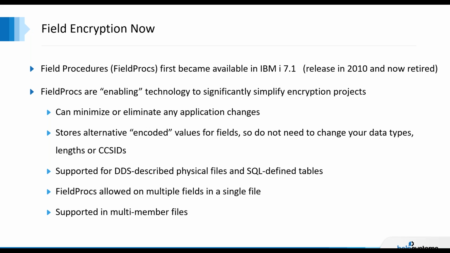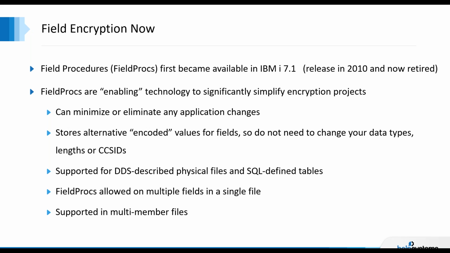The operating system stores these encrypted values for fields behind the scenes. We don't have to change the data type. We don't have to change the lengths. We don't have to change the CCSIDs to that database file. The support is there for both regular traditional physical files based on DDS described elements, as well as if you're using SQL defined tables. So if you're using a more modernized application and everything's been defined through SQL, you can still use field procs. You can have a field proc on multiple fields in a single file. So if your file contains more information than just social security number and you want to protect multiple elements, you can attach a field proc to all of those fields.